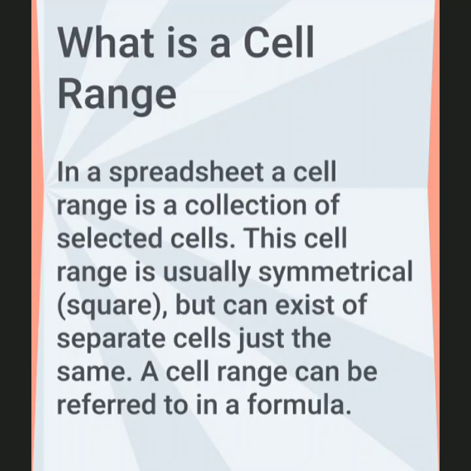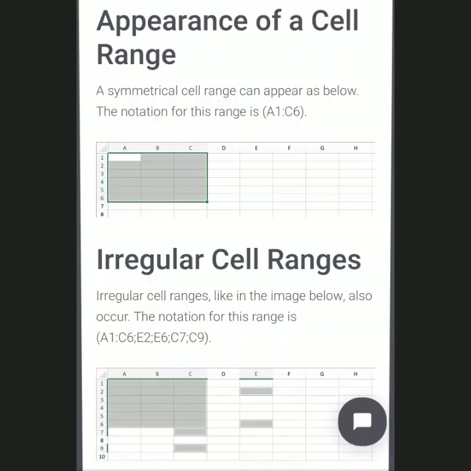So when we write a formula in a formula bar, a few times it is required to select the range of cells. That time a cell range is required to calculate the value. Now let's see the appearance of a regular cell range. A symmetrical cell range can appear as below. The notation of this range is A1 to C6. Why C6? Because the last cell that is selected is C6. See the row and column number.